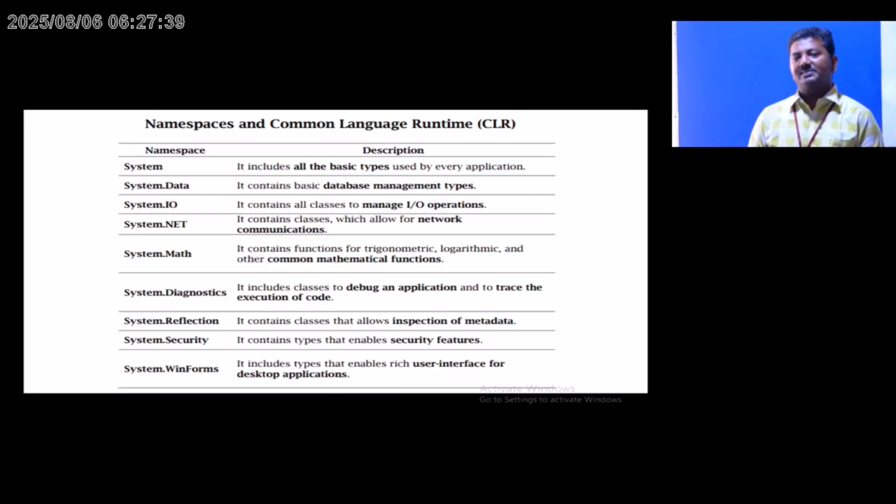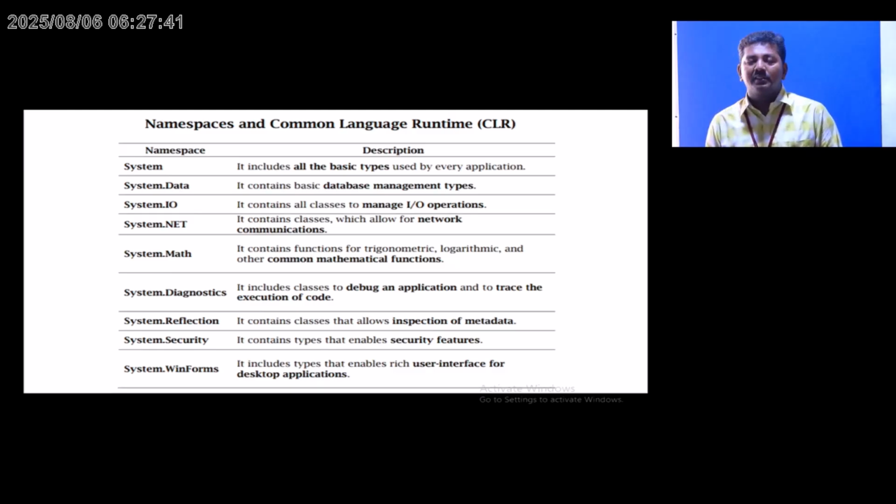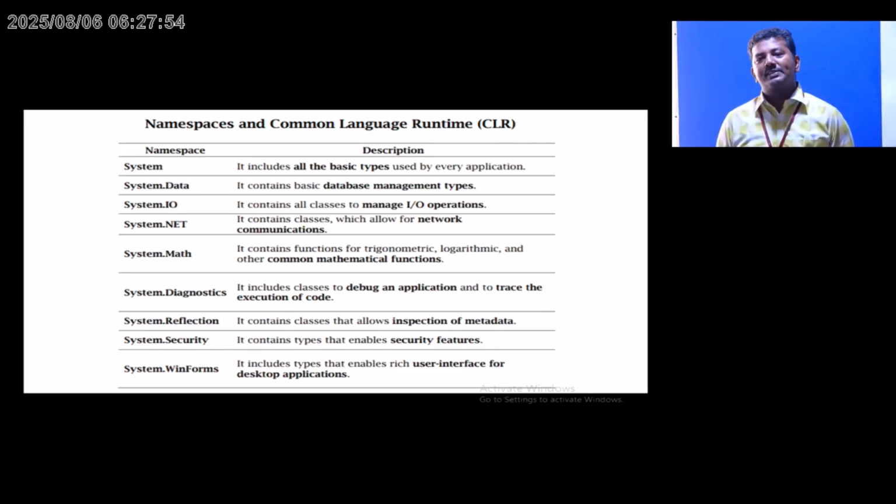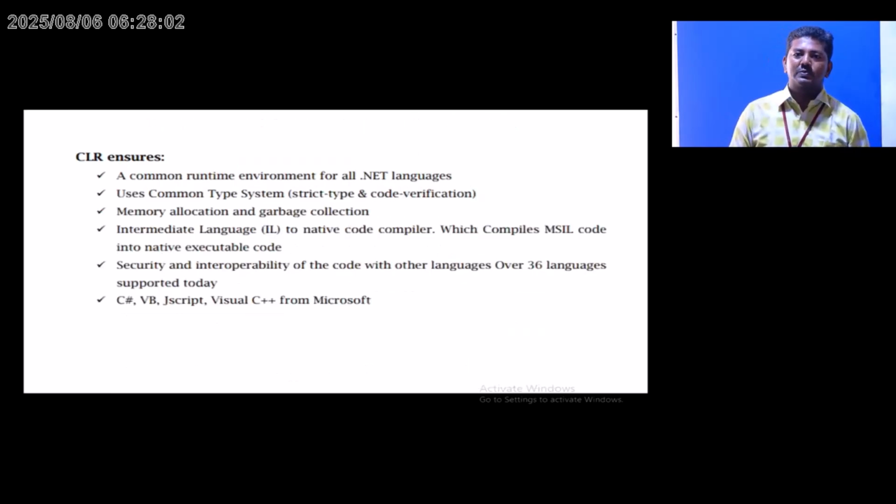Namespaces are nothing but the header files. In C, we may use a header file as stdio.h. In C++, iostream.h. In Java, import java.io.*. And in .NET, we may use a header file as a namespace. The namespace is nothing but the container of all those packages and built-in functions we may use in the particular coding.